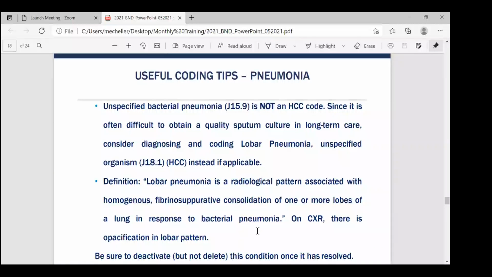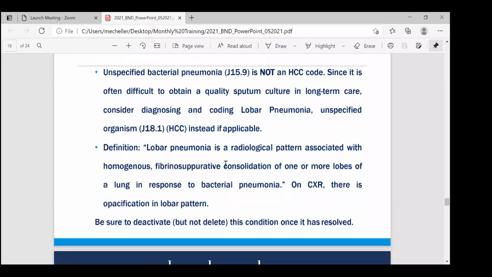So here are more useful tips. Bacterial pneumonia, J15.9, is not an HCC, and we tend to see that code a lot of the time. Since it's often difficult to obtain sputum cultures in long-term care, we may want to consider coding lobar pneumonia under J18.1 if it's applicable and it's supported by the documentation. So just understanding the difference between J15.9 and J18.1 in order to assess and collect the appropriate HCC value for your diagnoses. Here's just a definition to support that statement if you need further detail.